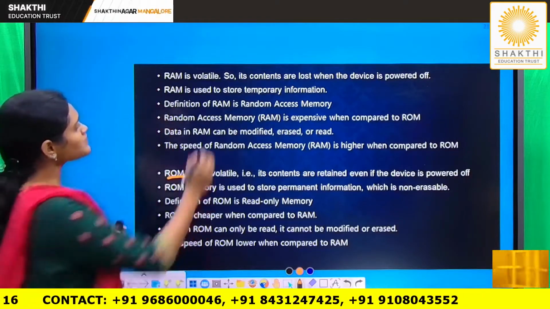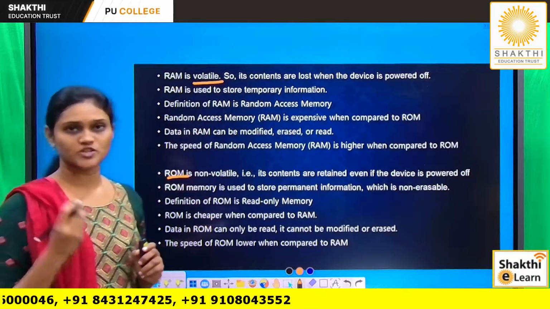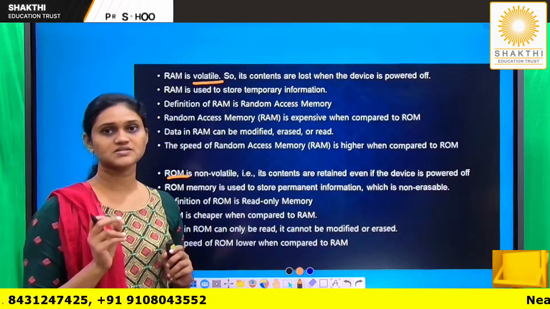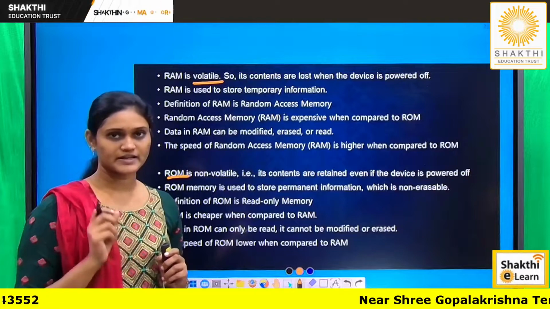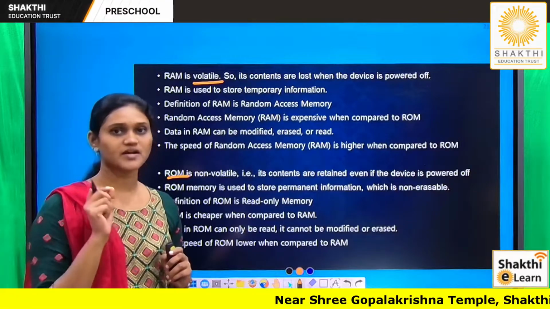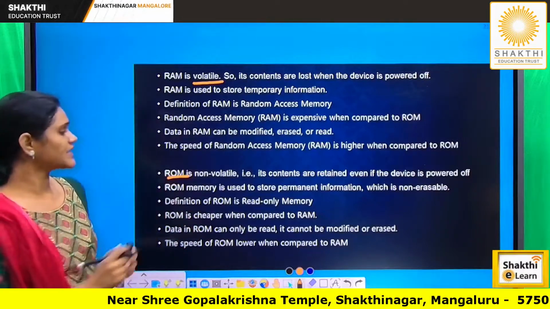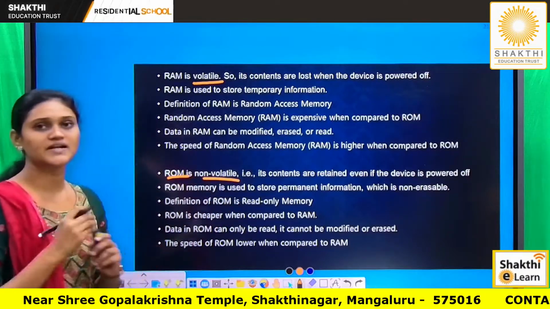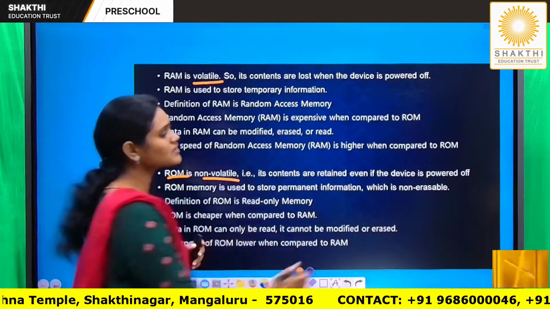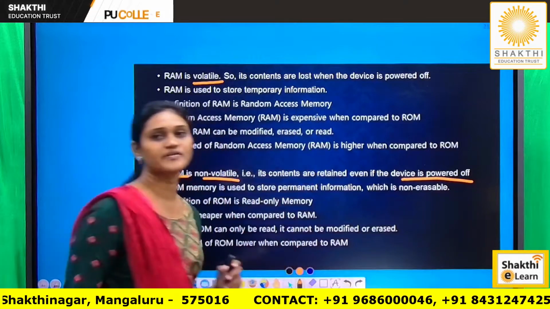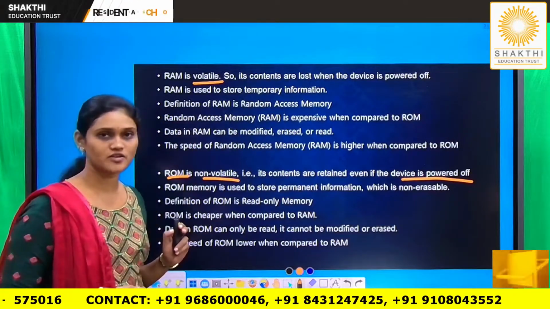RAM is volatile. What does it mean? Data will be lost when the power goes off. That is what the term volatile means. So RAM, random access memory, is volatile. Then what is ROM? It is non-volatile. It means the content remains the same, or is retained, even when the device is powered off. This is a major difference between RAM and ROM.